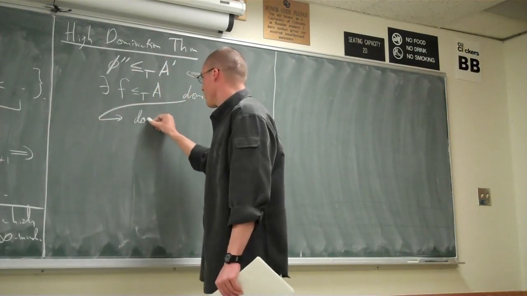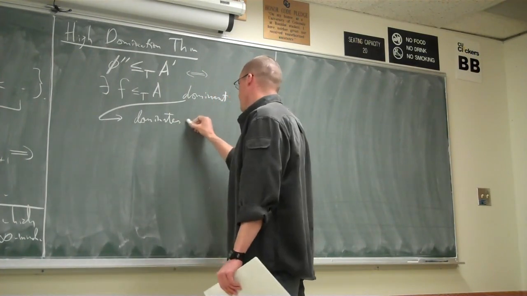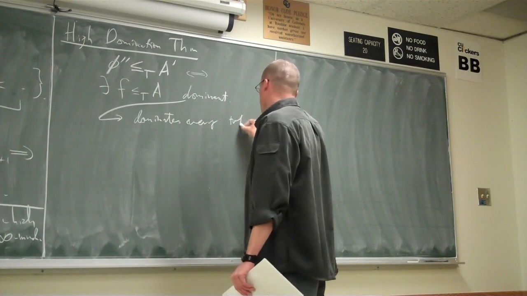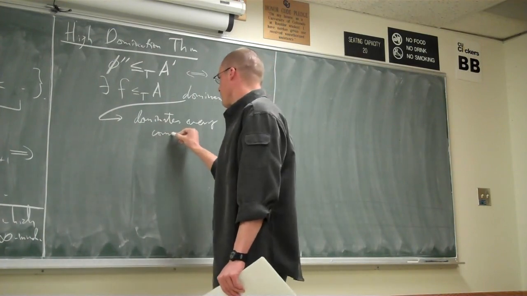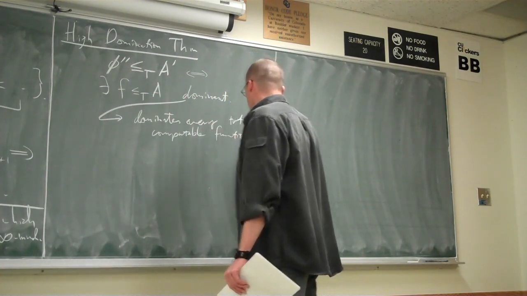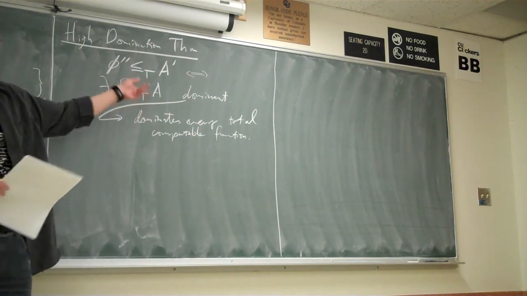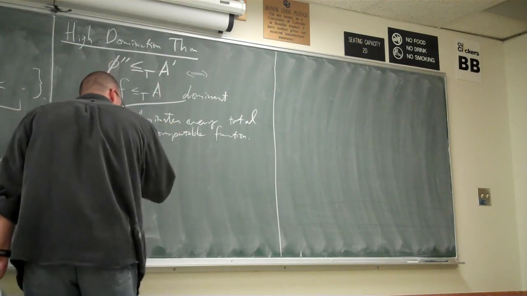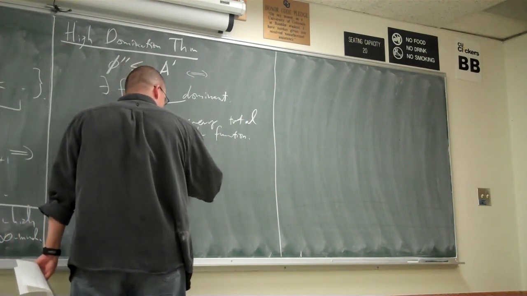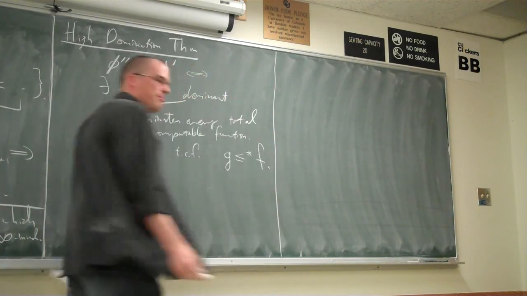Dominant means F dominates every total computable function. Right, and remember, dominate means, for every G, which is a total computable function, we have that G is less than or equal star to F.